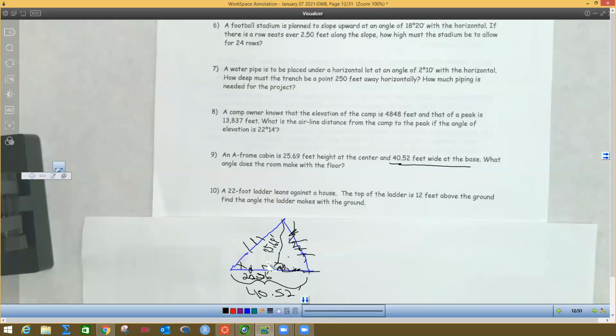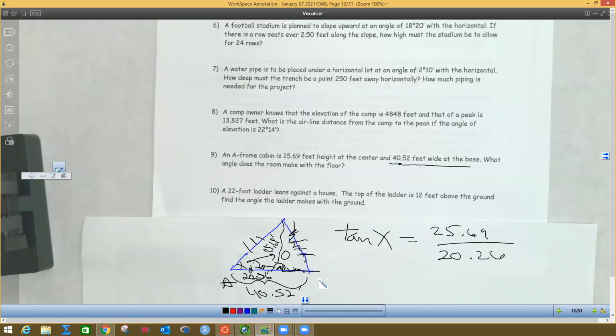20.26 feet. Now, I'm talking about this angle, the X. What is this side over here called, at 25.69? Opposite. What's this side right here, the 20.26? Adjacent. So the tangent of the angle X is going to equal opposite over adjacent.